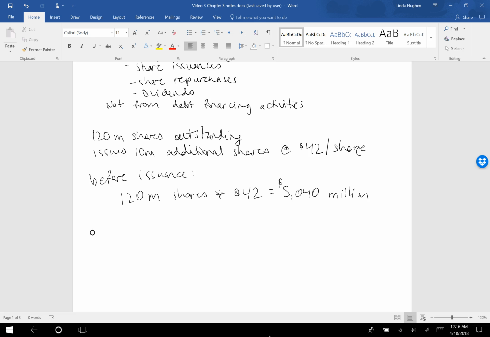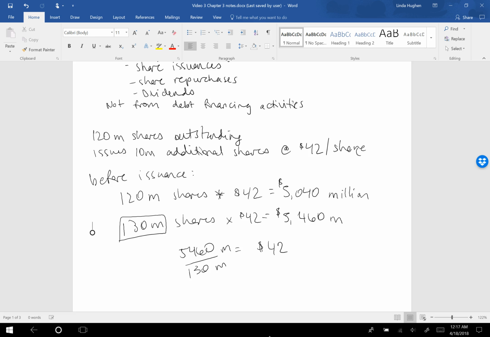And what does it look like after? Let's see, we have 130 million shares times $42 per share, 5460 million. And now there are 130 million shares outstanding. So if we take the 5460 and divide it by the 130 million, of course we get back to the same stock price of $42 per share. So the price per share is not affected.